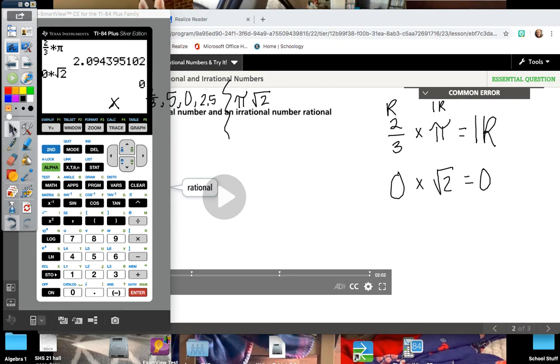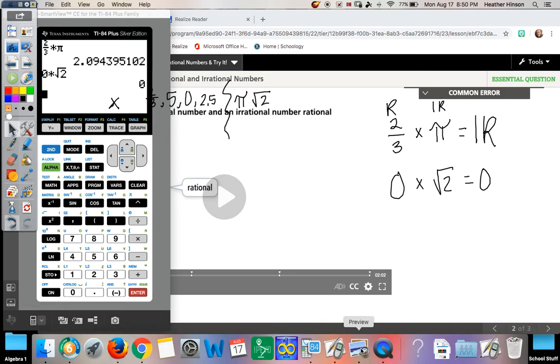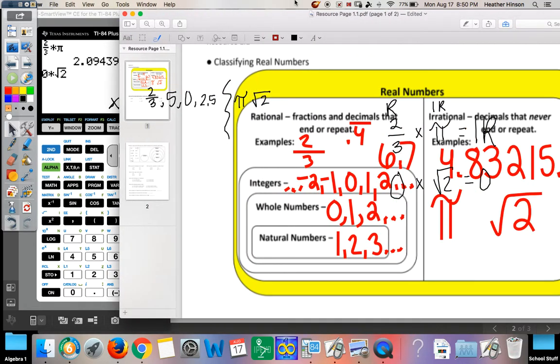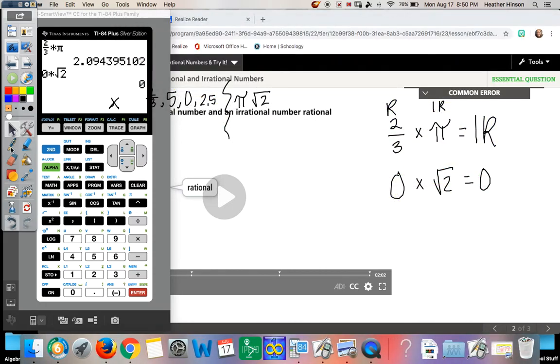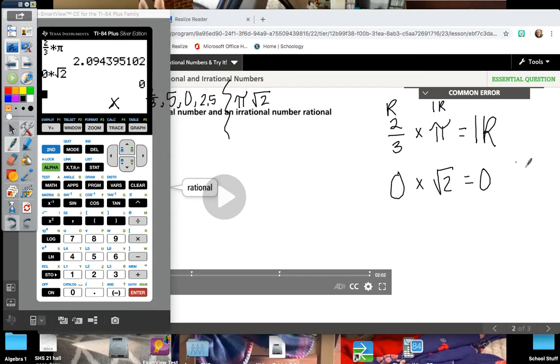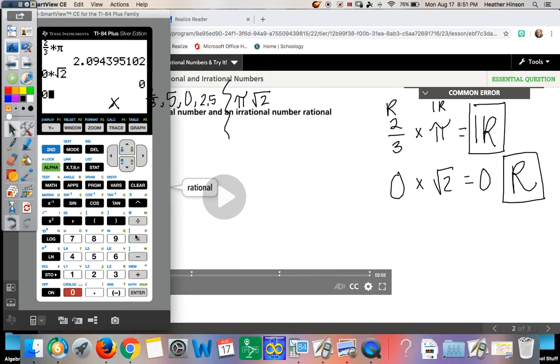Well, if we go back to our chart, 0 is right here under integer and whole number, which is on our rational side. So because it's on our rational side, this answer is actually rational. So for one of them we got irrational, for the other we got rational. The thing with product is 0 is always, no matter what you multiply it by, if you want to go through and multiply it by pi, that's completely fine. It's still going to come out to 0 though. It doesn't matter what you multiply it by.